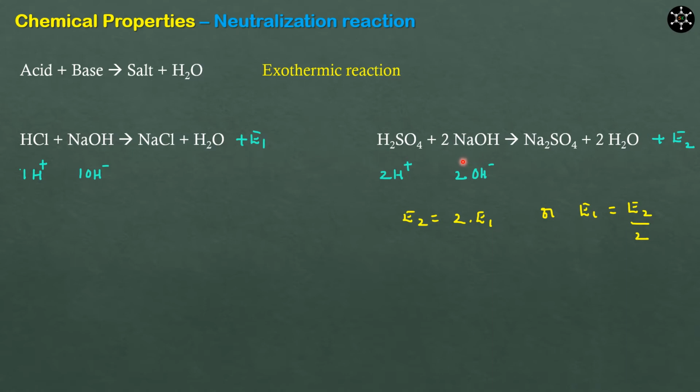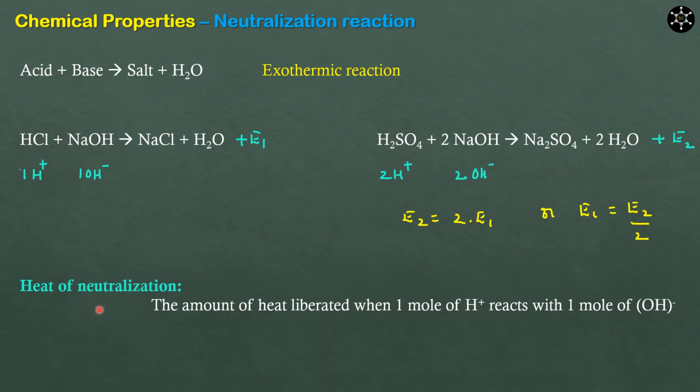And related to this energy, we have a definition called heat of neutralization: the amount of heat liberated when 1 mole of H+ reacts with 1 mole of OH-. According to this definition, E1 is the heat of neutralization, or E2 by 2 is the heat of neutralization. E2 cannot be called the heat of neutralization because this is associated with 2 moles of H+ and 2 moles of OH-.